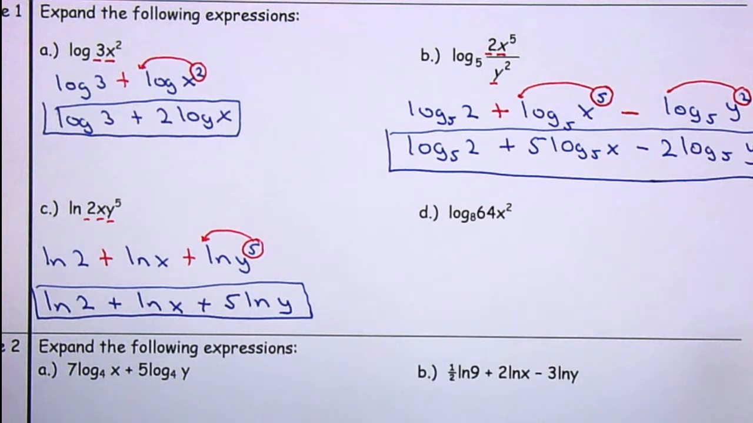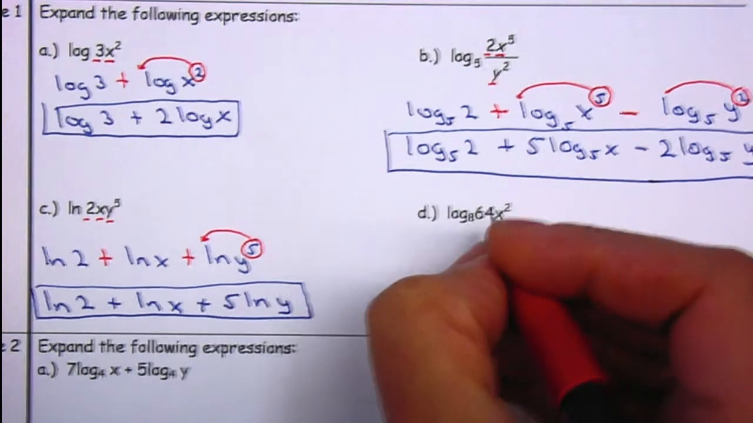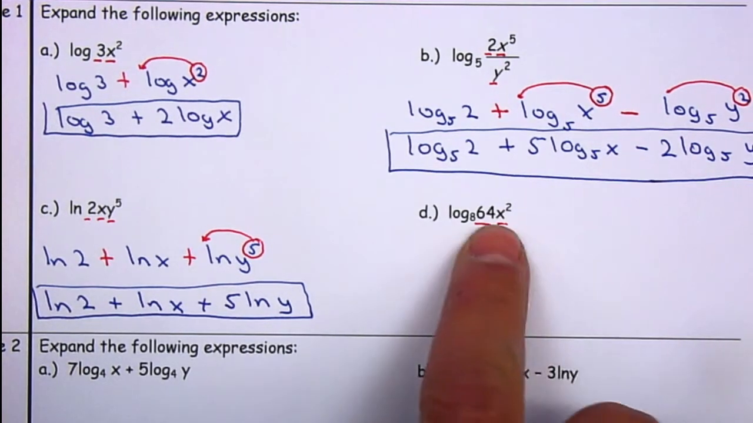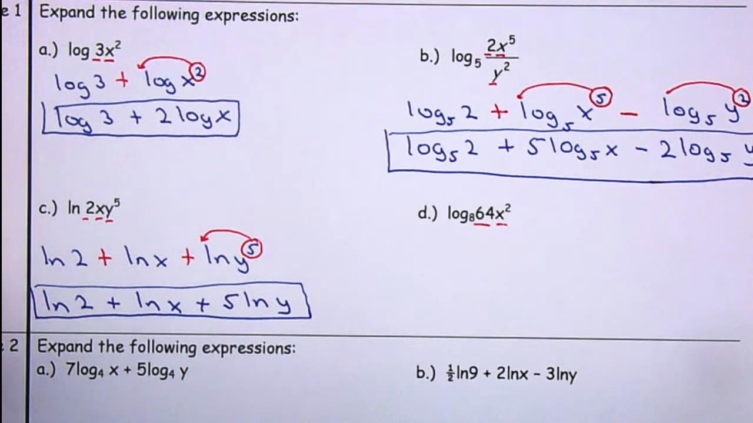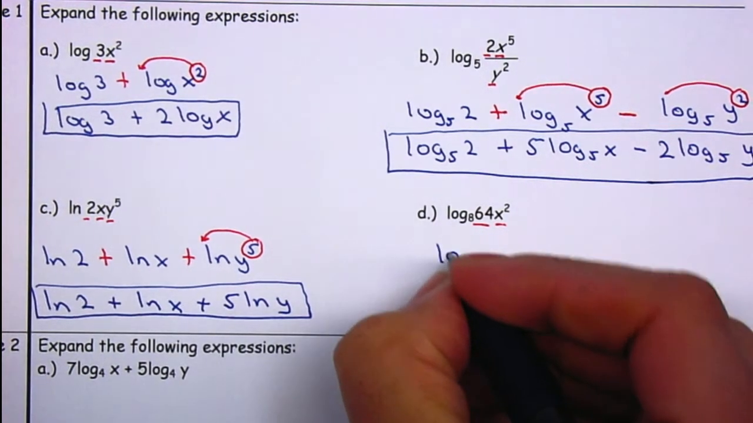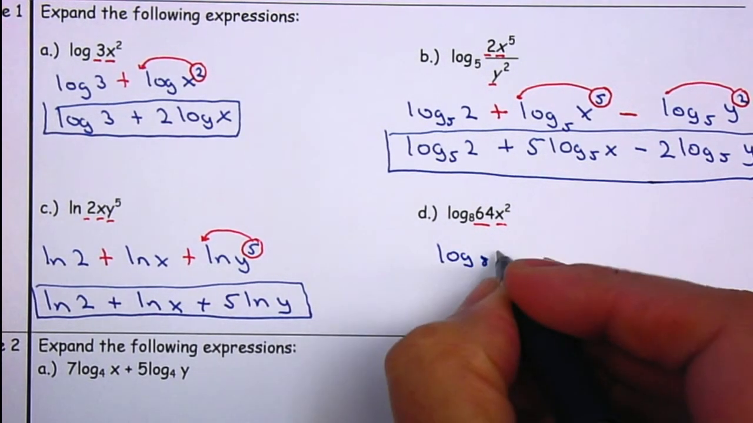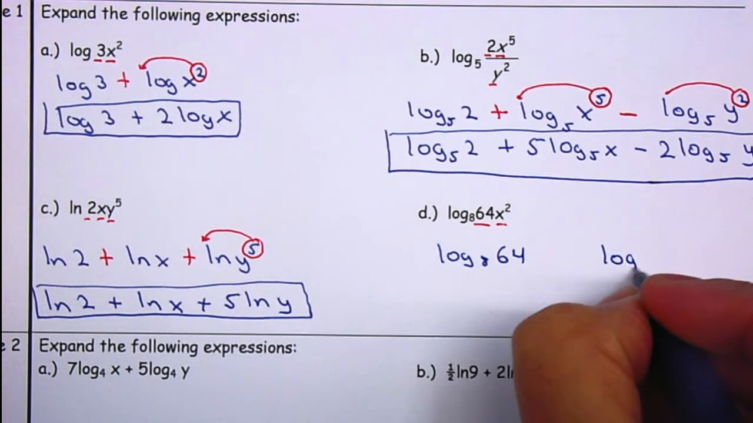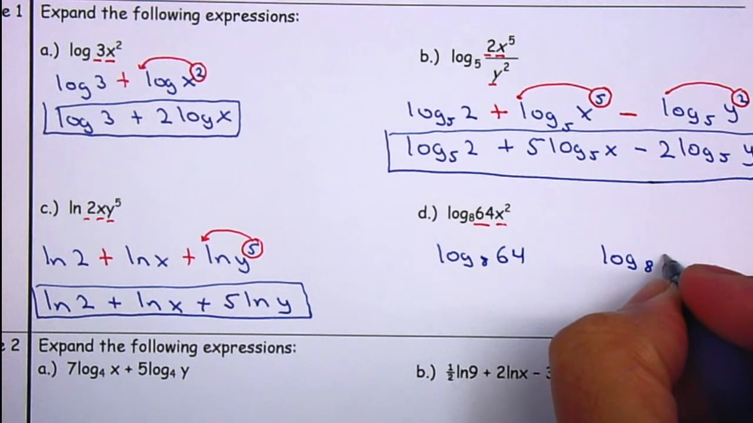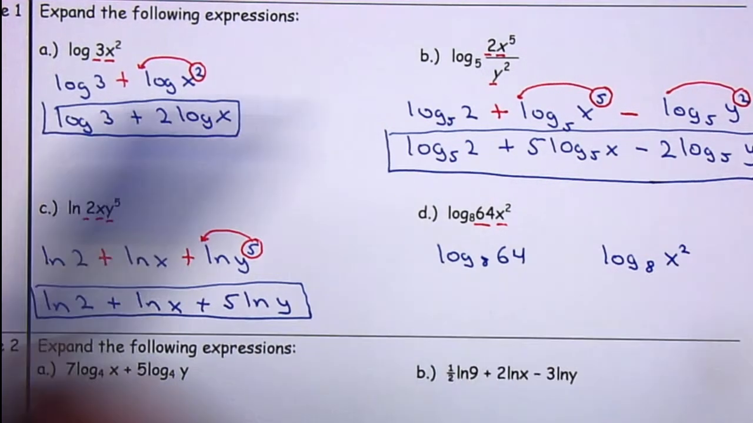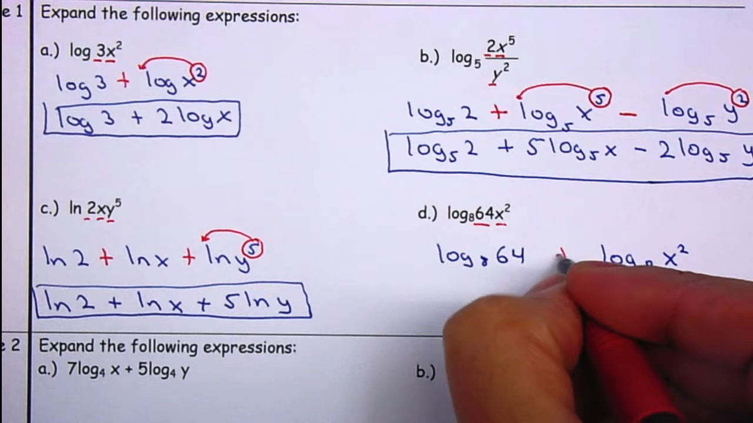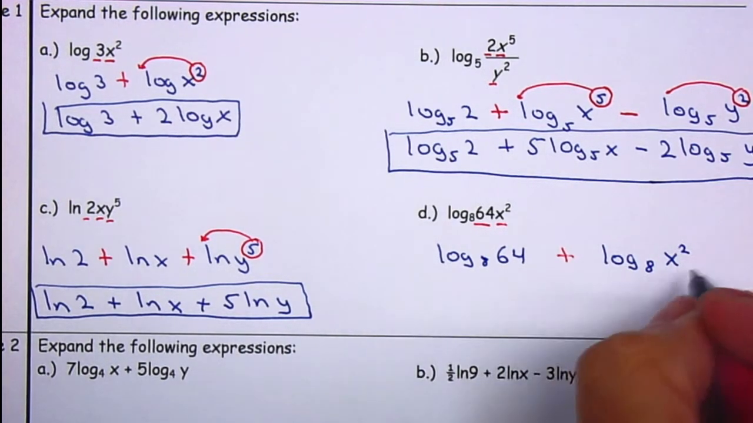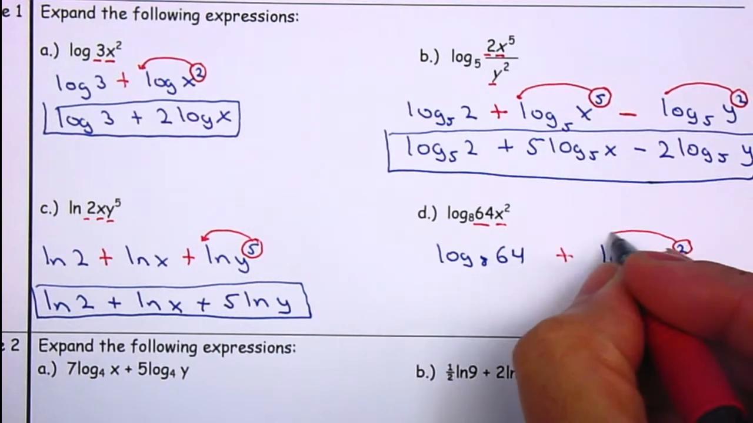For letter D, let's think, how many components do we have? We have 1, 2, so we should end up with 2 logs. They're multiplying, so there should be a plus in between. We'll have the log base 8 of 64 and the log base 8 of x to the 2nd power. They're multiplying, so there'll be a plus in between. Now we're going to use the power property to bring the exponent as a coefficient.